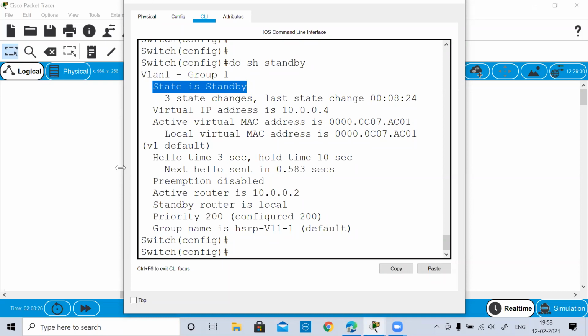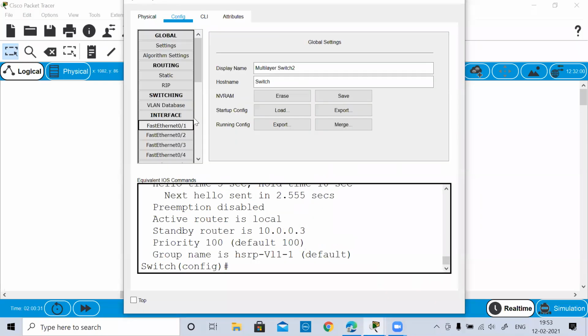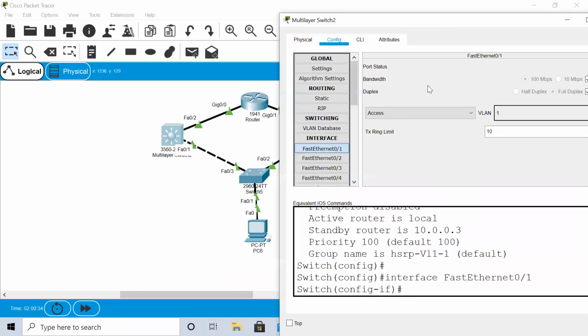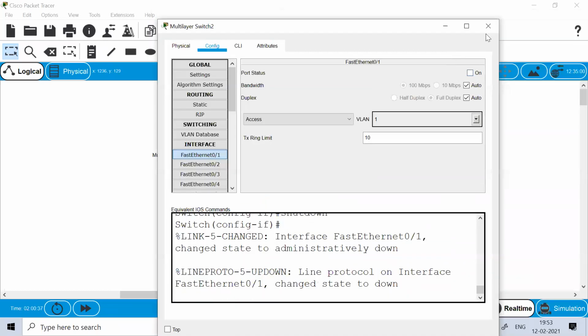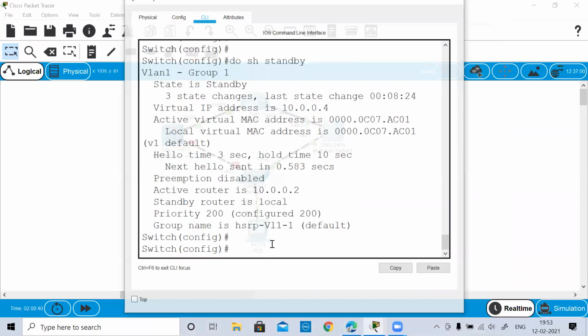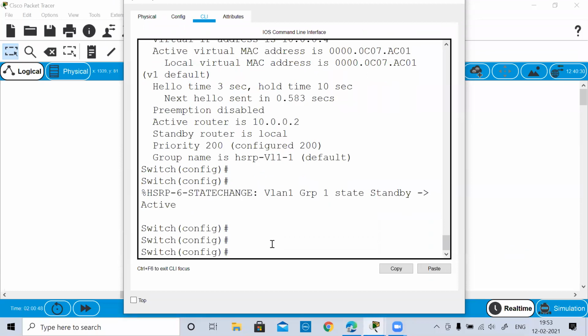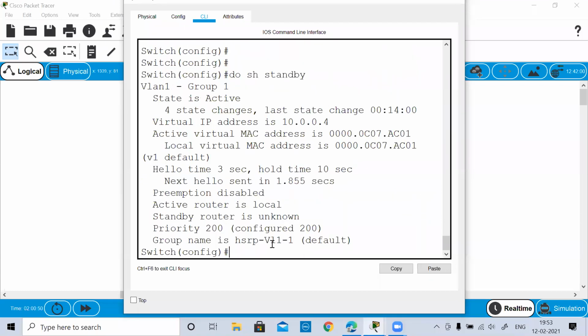And if that fails, so let's say I just go and shut the link. I go to config mode and to the interface which is connected to my switch. So I'll just put this interface off. Now you should see that automatically this will become active. In just a few seconds, you will find that this becomes your active router. So even if I run show standby, now you will see that this state is active, because that interface went down, but your communication should not stop.